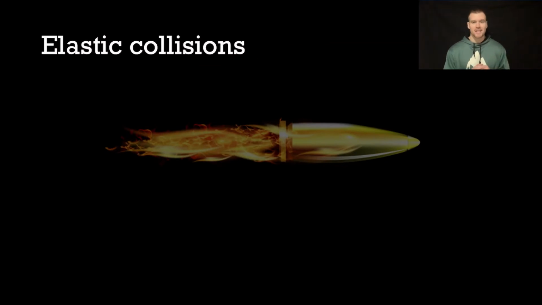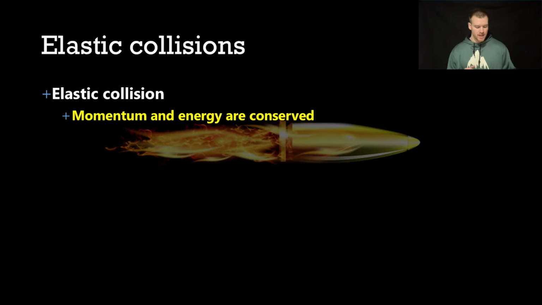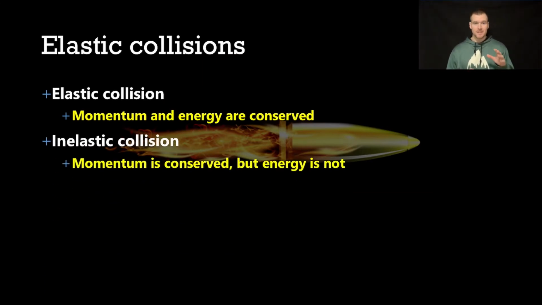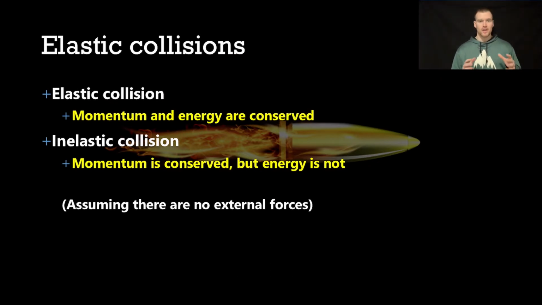So we call these collisions either elastic or inelastic. An elastic collision is when momentum and energy are both conserved during the collision. An inelastic collision is where momentum is still conserved in the collision, but energy is not. And that's like the example we just saw with the marbles. Now, for momentum to be conserved in both of these, we are assuming that there are no external forces. That would change the conservation of momentum.